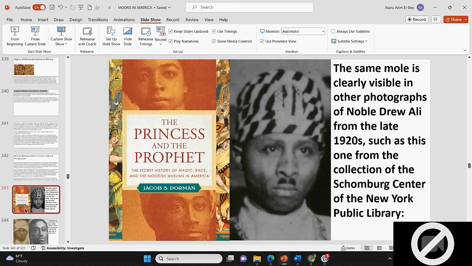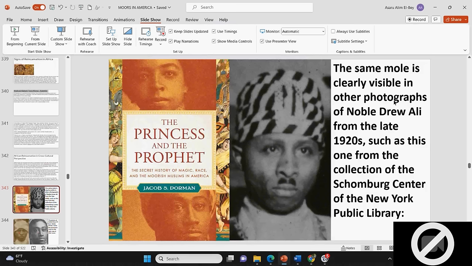All right. Now, this is the book, which I recommend you get. There are some discrepancies in it, but here, The Princess and the Prophet: The Secret History of Magic, Race, and the Moorish Muslims in America by Jacob S. Dorman. A Jew, but nevertheless, Jewish, I should say. This is what he says in the book.